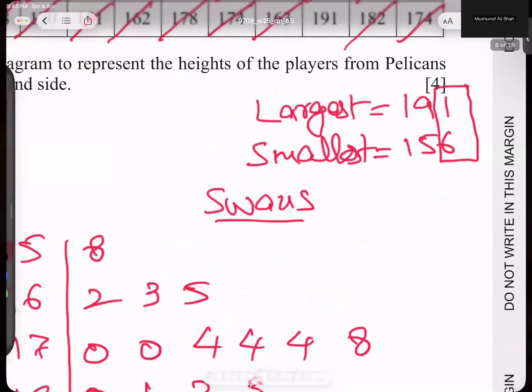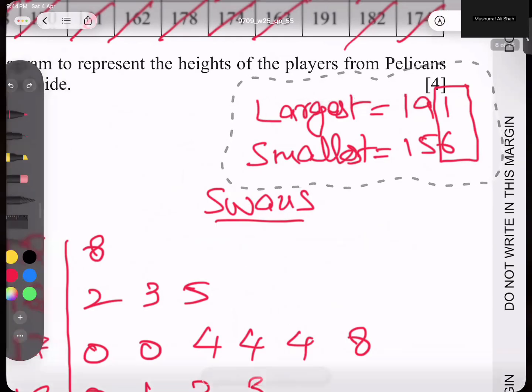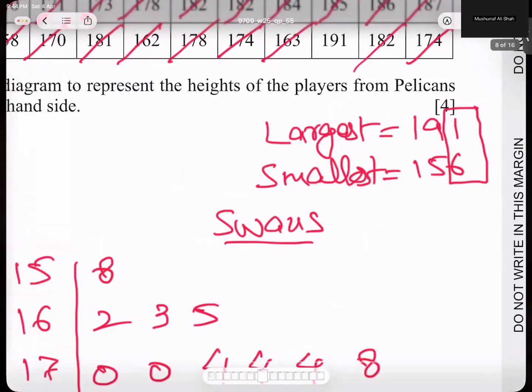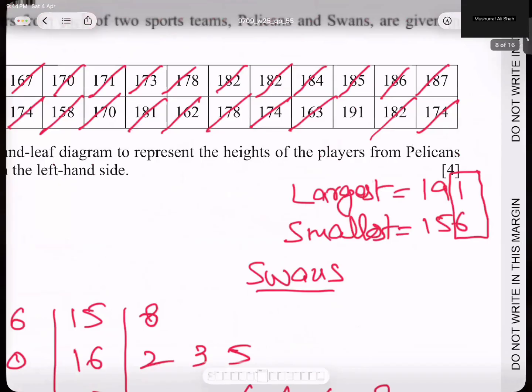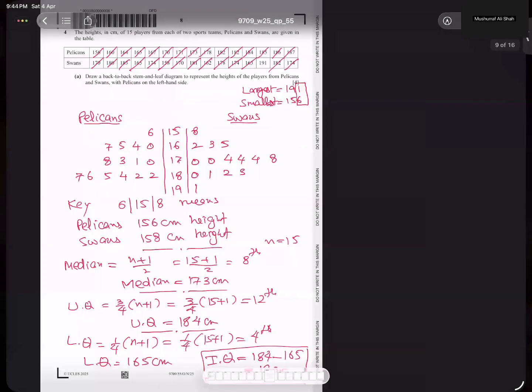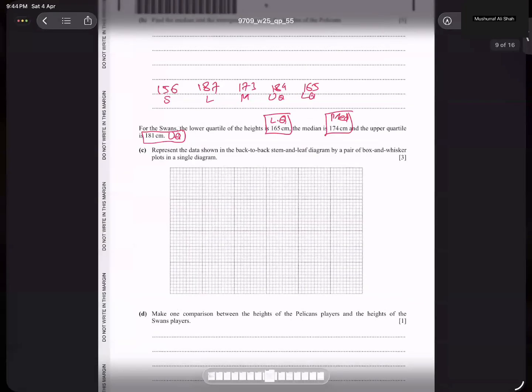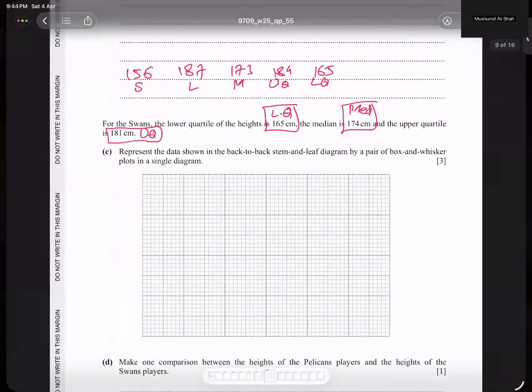So the first job is, in the whole data, I go back and see once again. Smallest is 156 and largest is 191. If I take this completely and copy from here and move to the next page. Students, please check it. Yes. So I'm erasing this box. Okay, 191 and 156.